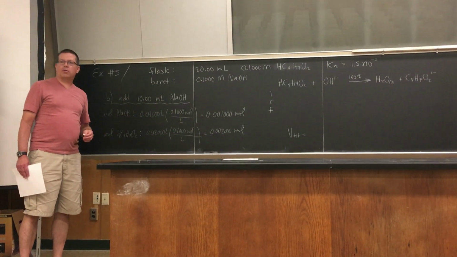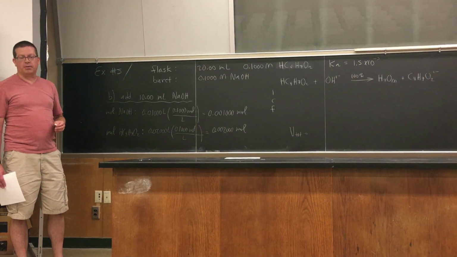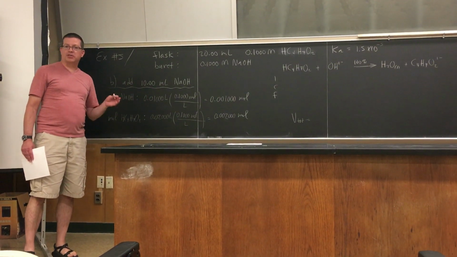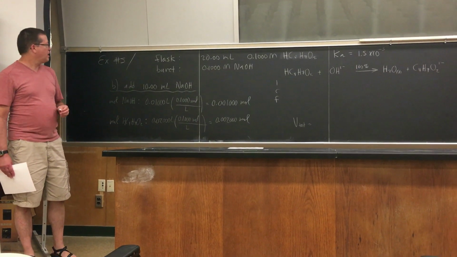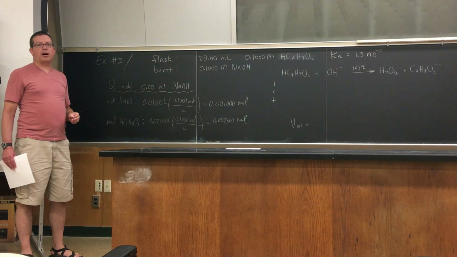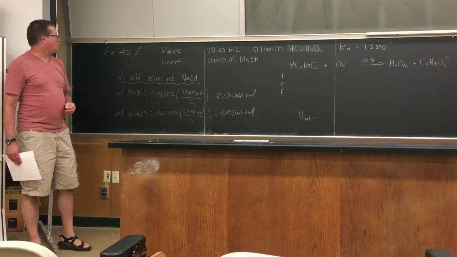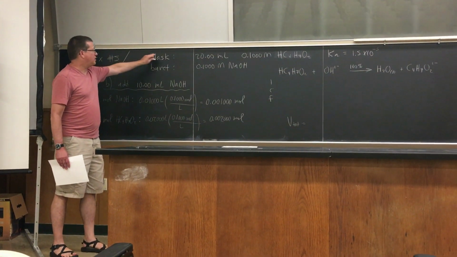Today's video is going to be a titration involving a strong component and a weak component. The setup here is going to be very similar to the type of setup that we saw in class for a strong titration. The example we're going to be looking at is example number 5 in your handout for chapter 19.